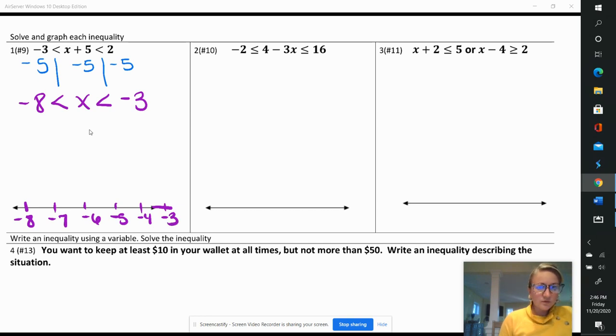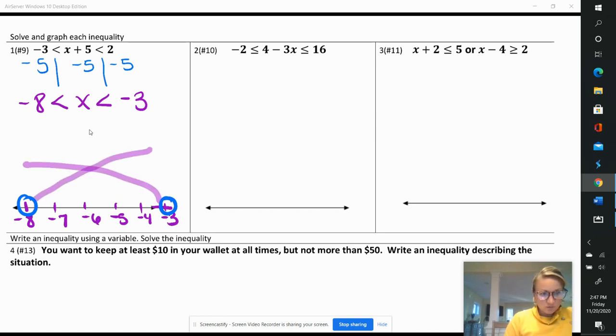Okay, so both values at -3 and -8, those aren't included in the possible solutions. So we want them to be open at -8 and at -3. For x is less than -3, we would have shaded to the left. And x is greater than -8, we would have shaded to the right. So the shading is all values in between -8 and -3, where those shadings would overlap.